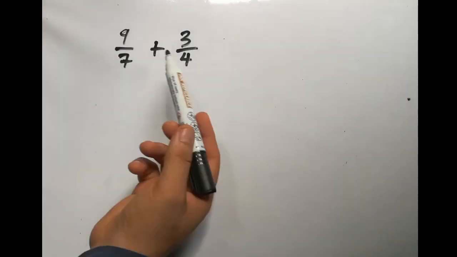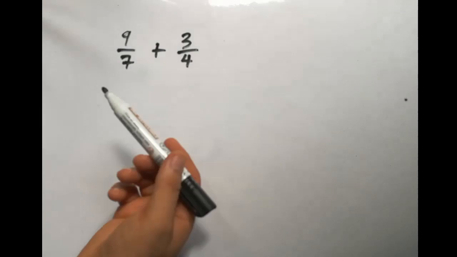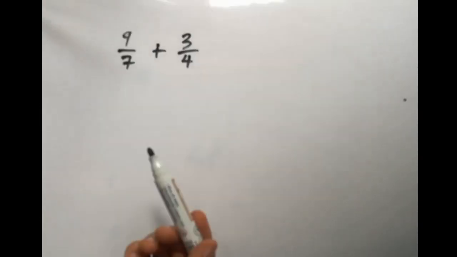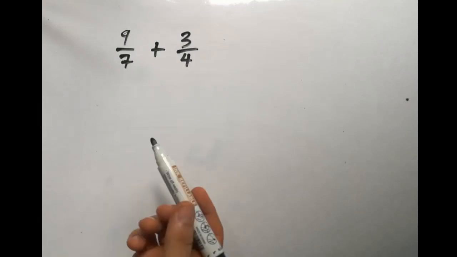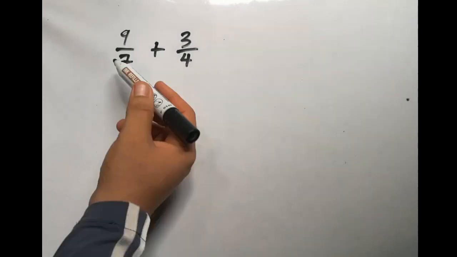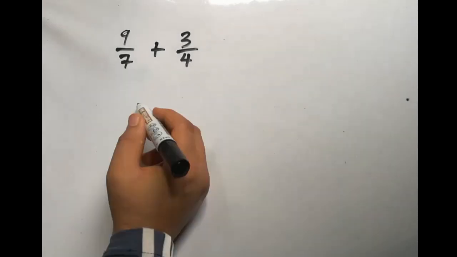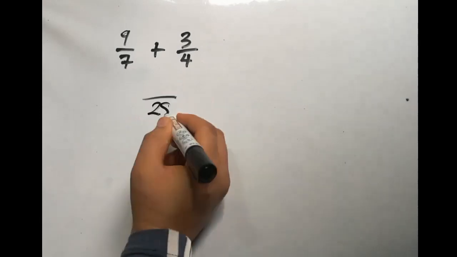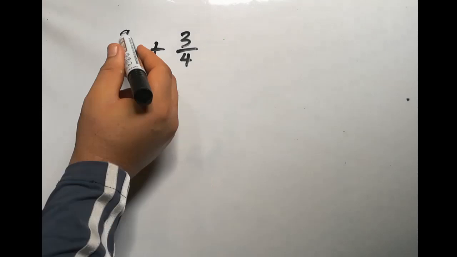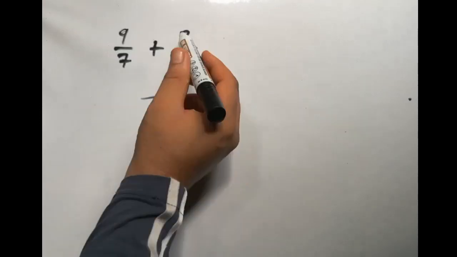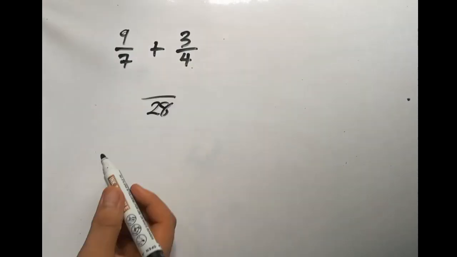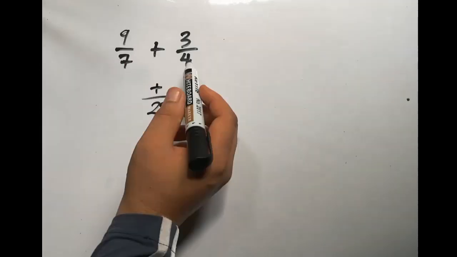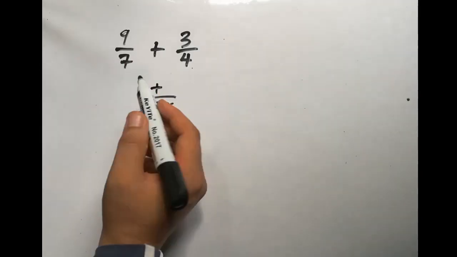When you have a problem like this, you can choose to look for the LCM and solve the way we've been solving. You still get the answer. There is also another shorter way to do it. You multiply this and this to get the new denominator. 7 times 4 will give you 28. You now multiply 9 and 4, 3 and 7. You have your plus in the center. 9 times 4 will give you 36.